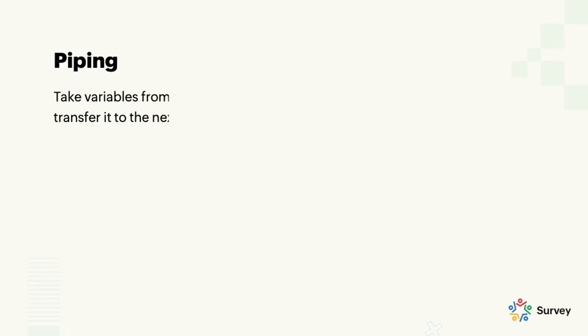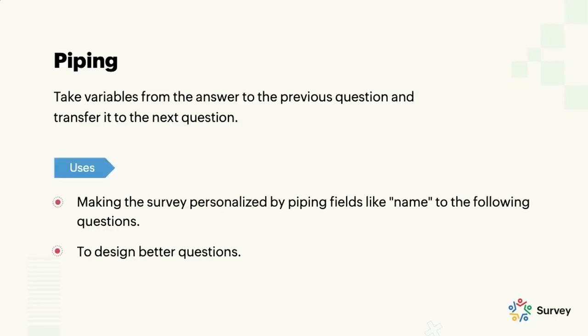And the next one is piping. Piping helps you take variables or data from the answer to a question, and it pushes it to the next question, to the upcoming questions. So it helps you in two ways. It can either make your surveys more personalized, and it also helps you design better questions. So I'll elaborate on what I mean by that.